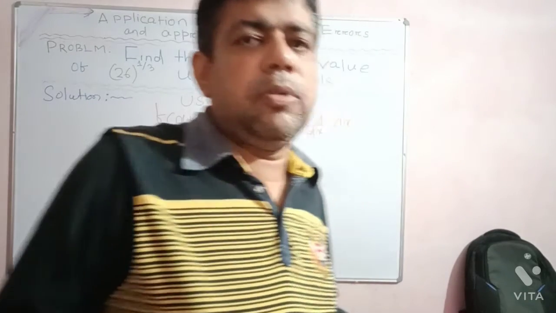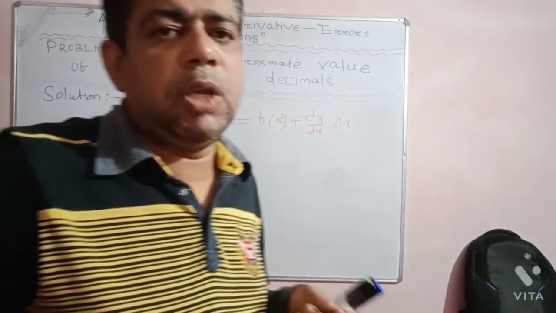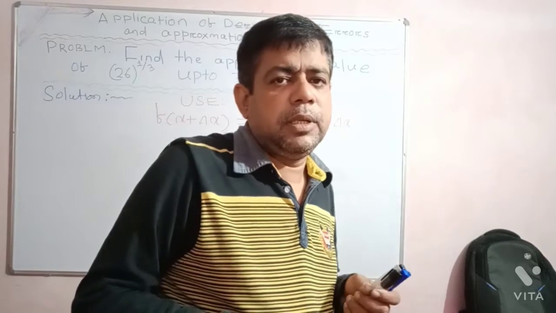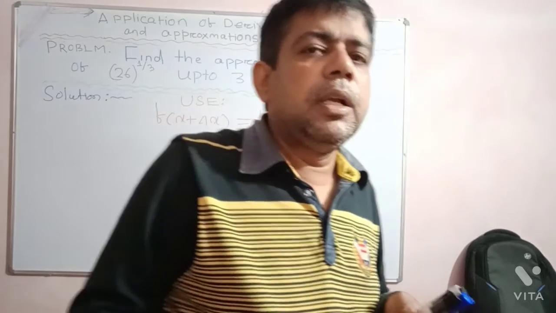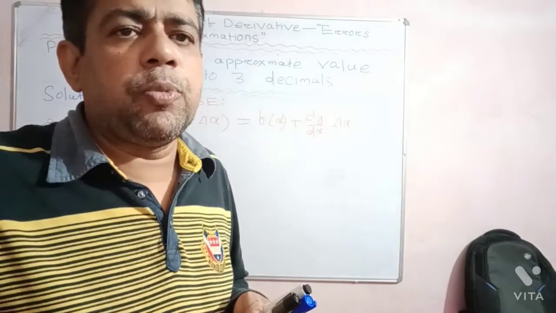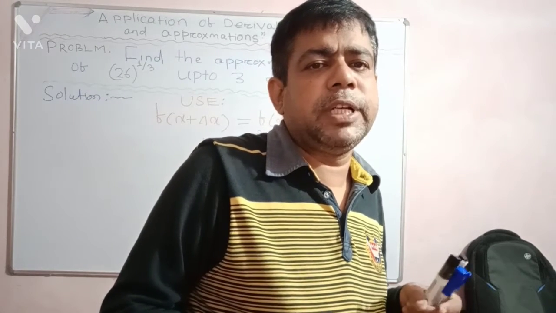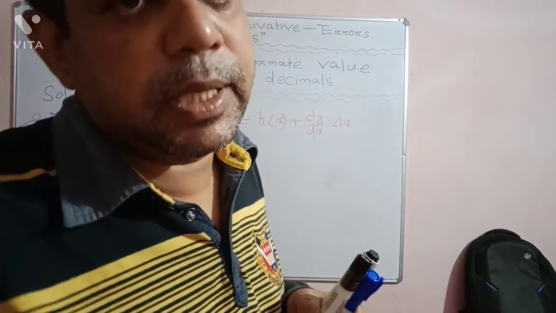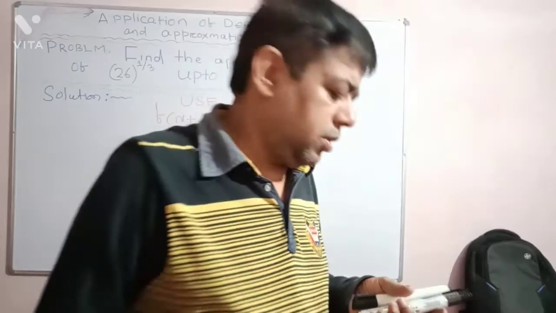And here is another class for you to explain the problem based on errors and approximation using the formula f(x + Δx) = f(x) + (dy/dx)·Δx. Here I am going to find the approximate value, to 3 decimal places, of 26 to the power 1/3. I am going to use the same formula, f(x + Δx) = f(x) + (dy/dx)·Δx. Okay, shall we start? Let's see.